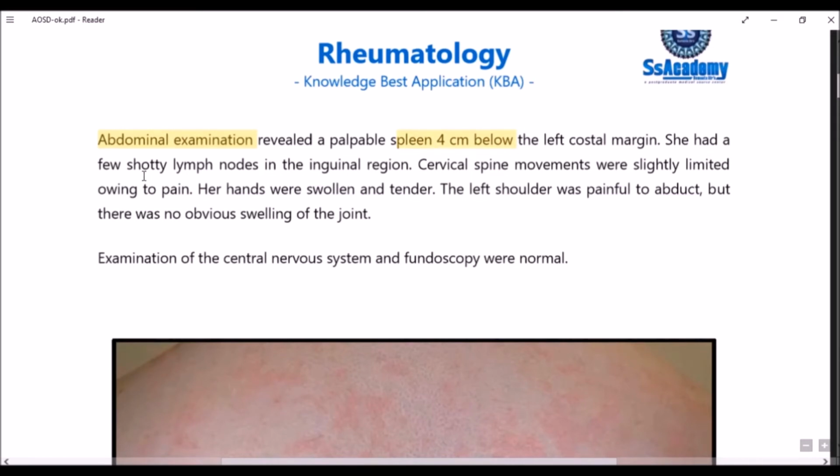She had a few shotty lymph nodes in the inguinal regions. Once again, generalized lymphadenopathy. Cervical spine movements were slightly limited due to the pain. Her hands were swollen and tender. Once again, the arthritis, fever, rash, arthralgia. The left shoulder was painful to abduct, but there was no obvious swelling of the joint. Examination of central nervous system as well as the fundoscopy were normal.